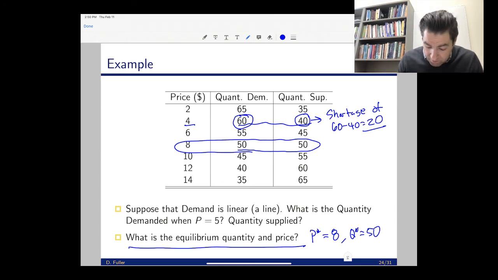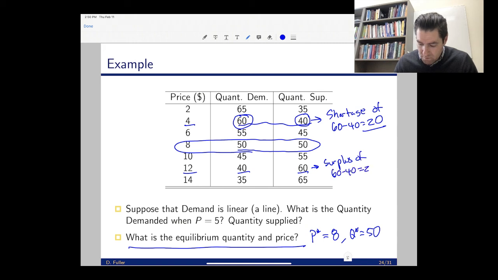If we go to a price of 12, the price is too high, above the equilibrium price, we're going to have a surplus of 20, because the quantity supplied is greater than the quantity demanded. More are willing to sell it at the higher price than people are willing to buy it.